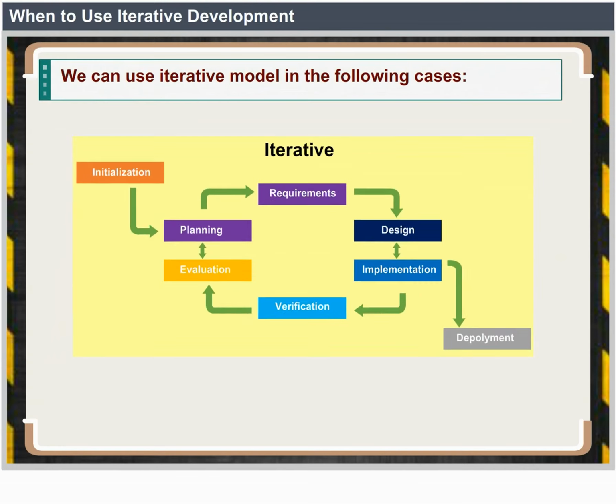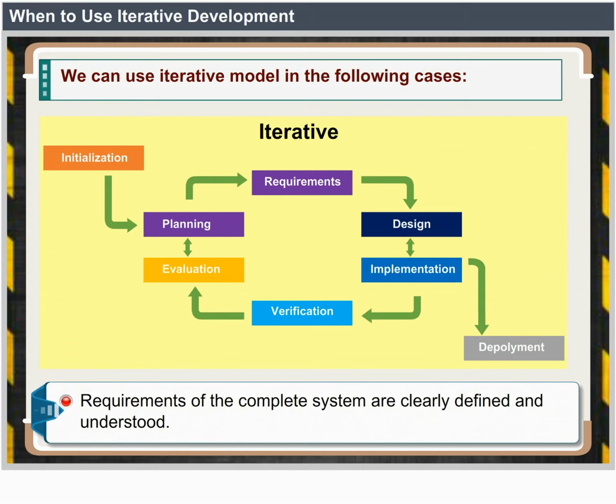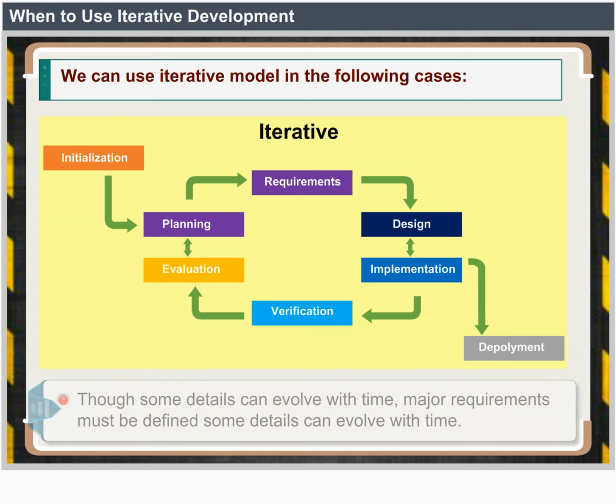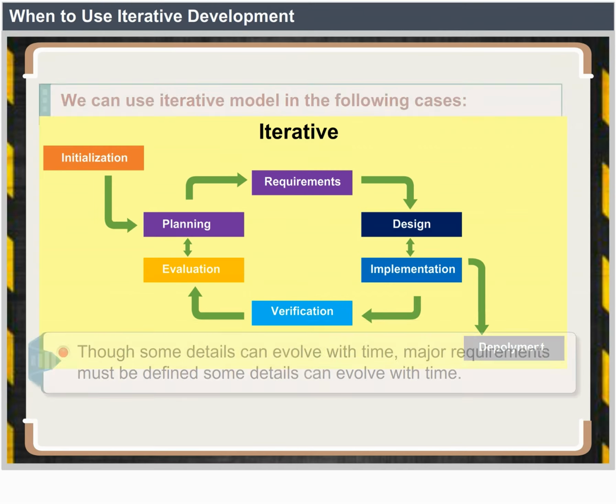We can use iterative model in the following cases. Requirements of the complete system are clearly defined and understood. When the project is big, though some details can evolve with time, major requirements must be defined. Some details can evolve with time.